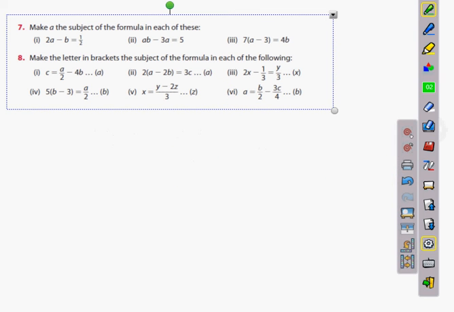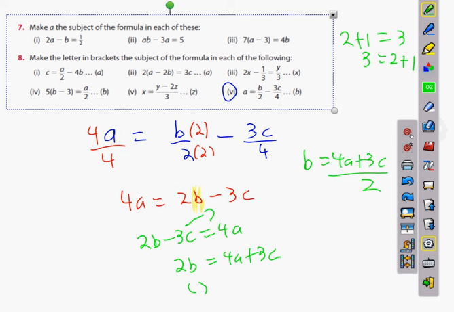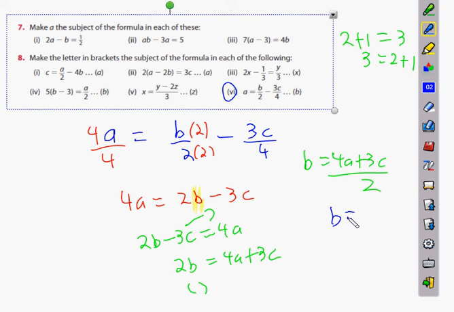We can get back here. Alright guys, so where are the problems kicking in here then? Can anybody give me another acceptable answer for that one? Another version that's also acceptable? Yeah, 3c plus 4a over 2. 3c plus 4a all over 2. Same answer. Okay.